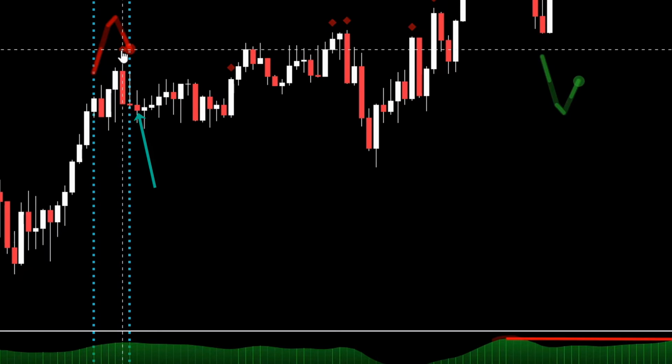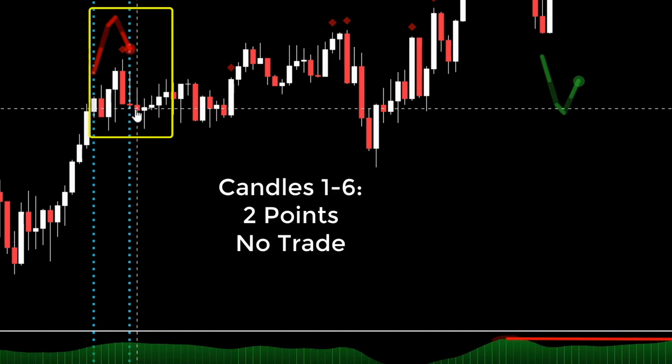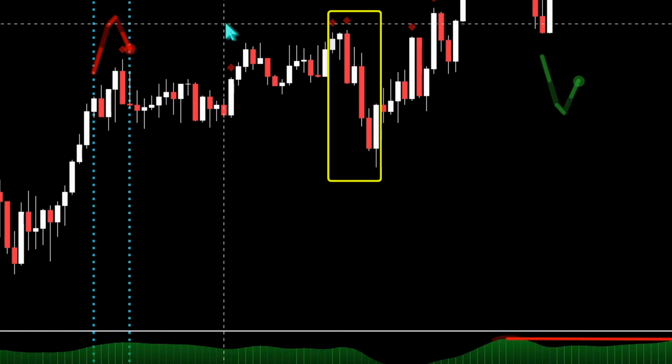This is the second candle. 2, 3, 4, 5, 6. We don't have another point, so we only have 2 points and 6 candles. So this would not be a valid trade. Here we have 1 point, second, third, fourth, fifth, sixth candle. We only have 1 point. Here's the first point, second candle, third candle is 2 points, 4, 5, 6. We only have 2 points.